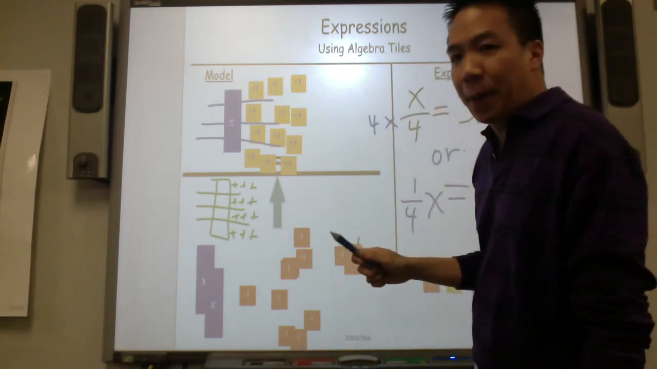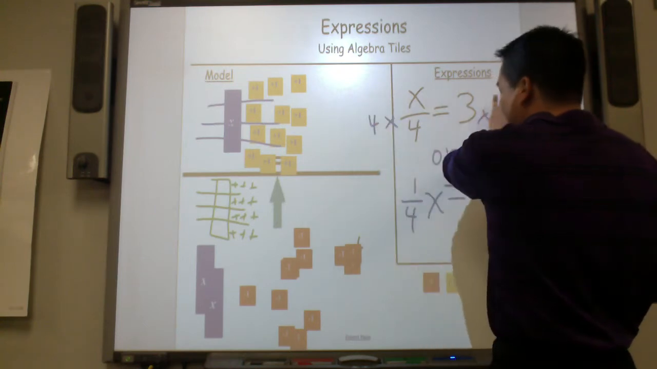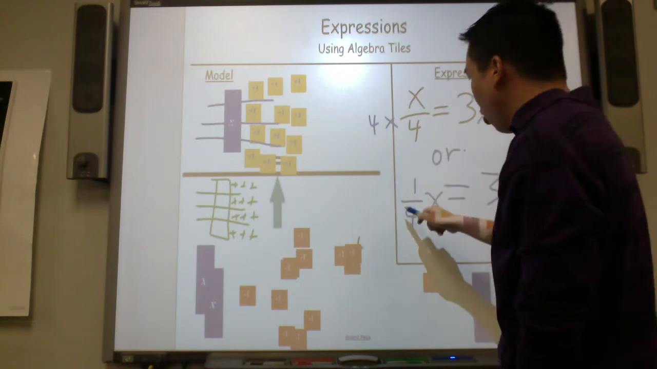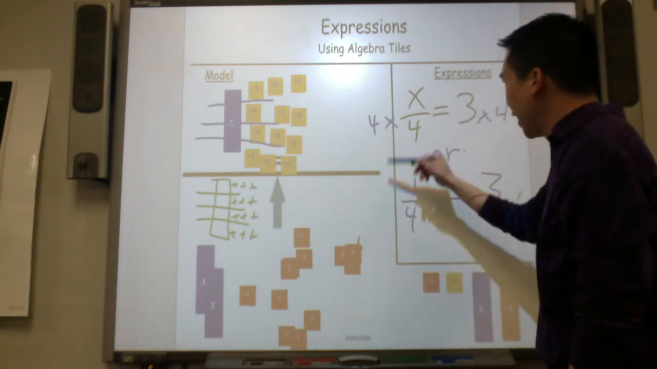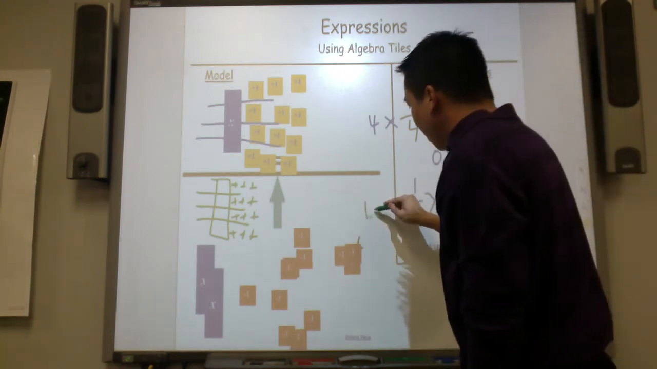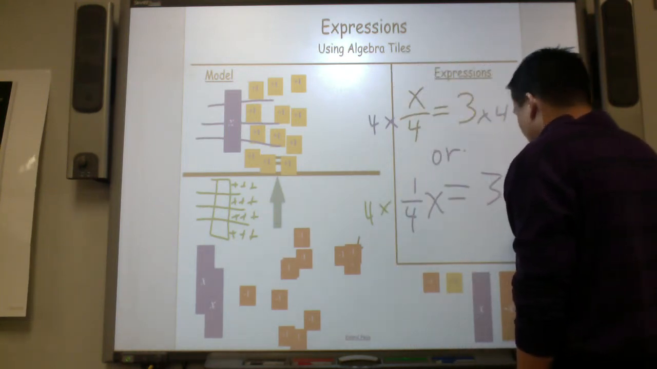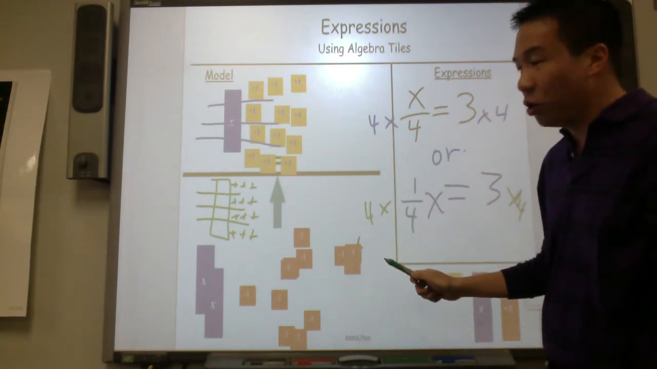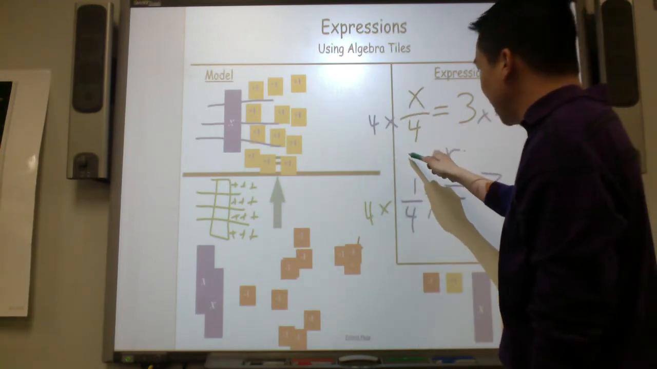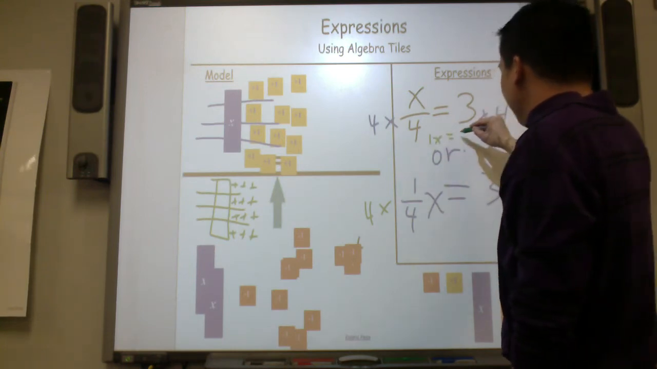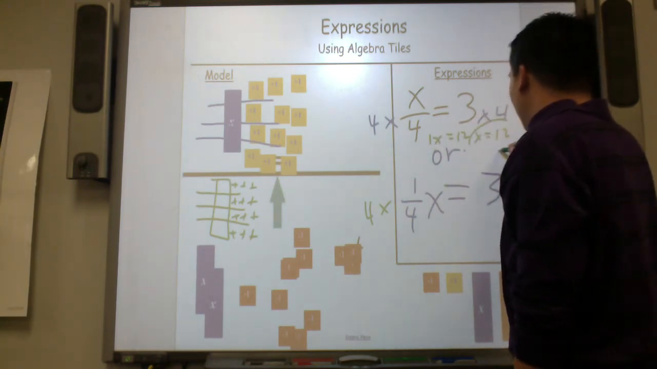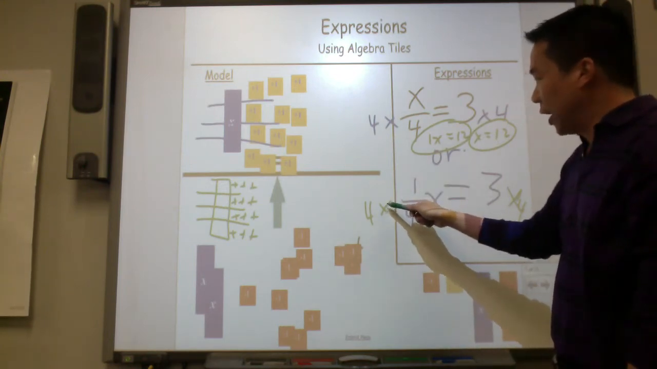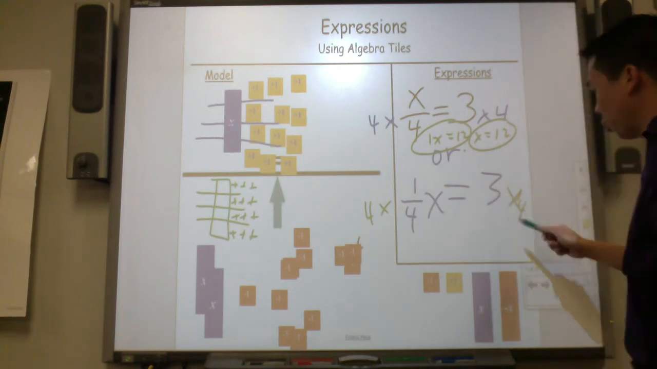Remember, in a balance scale, if you do something on the left side, you better do it on the right side. So x divided by 4 is really 1/4 x. Remember the reciprocal? If you multiply the whole number by its reciprocal, it'll be 1 whole. So 4 times 1/4 is 1x. 3 times 4 is 12. So x equals 12.